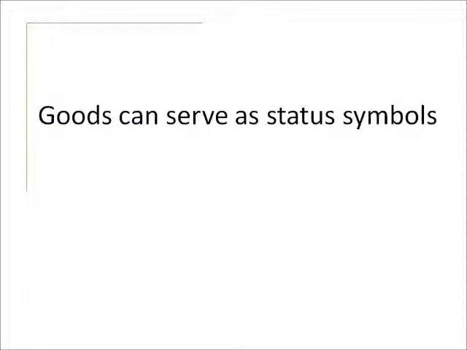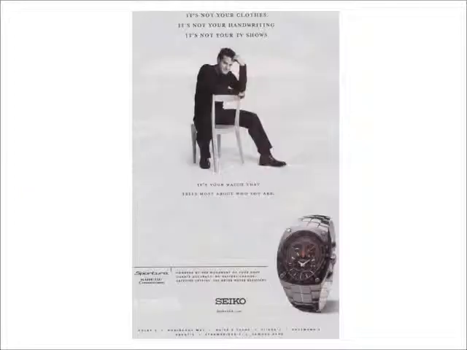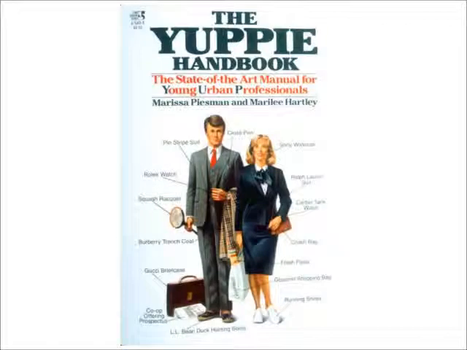People judge others consciously or unconsciously, intentionally or unintentionally, by what they own. This advertisement for Seiko watches spells out the importance of owning the right watch because of what it communicates to the world. This is a humorous portrayal of the yuppie, defined by their possessions.